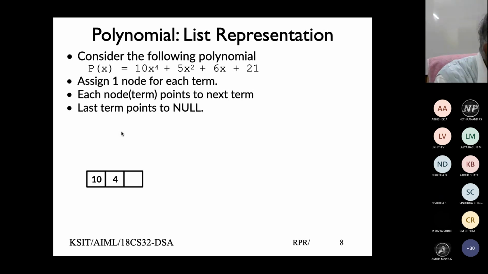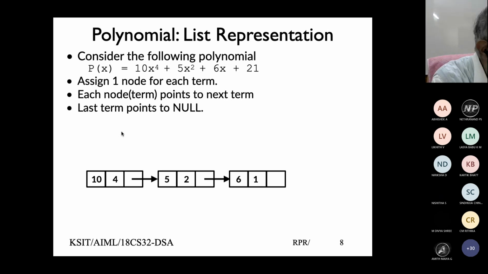So 10x power 4 will point to the next term, which is 5x square. 5x square will point to the term 6x. 6x will point to the constant term 21. And for 21, the coefficient is 21 and the power would be 0. 21 x raised to power 0 would basically give me 21. And the last node will point to null. This is how we represent polynomials.